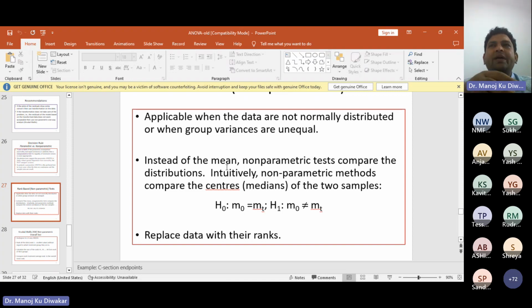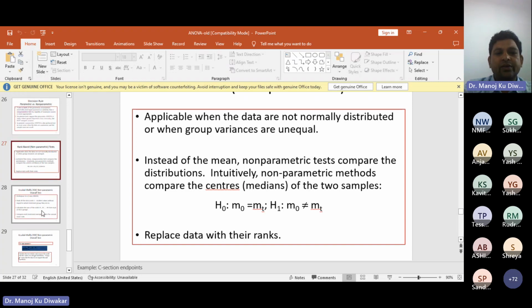Here in the non-parametric, you go for the ranks. You put your data in ascending or descending order and take out the ranks. So this you will do in the non-parametric method. Instead of the mean, the non-parametric test compares the distributions. Intuitively, non-parametric methods compare the centers, the medians of the two samples, and that is replaced with their ranks.